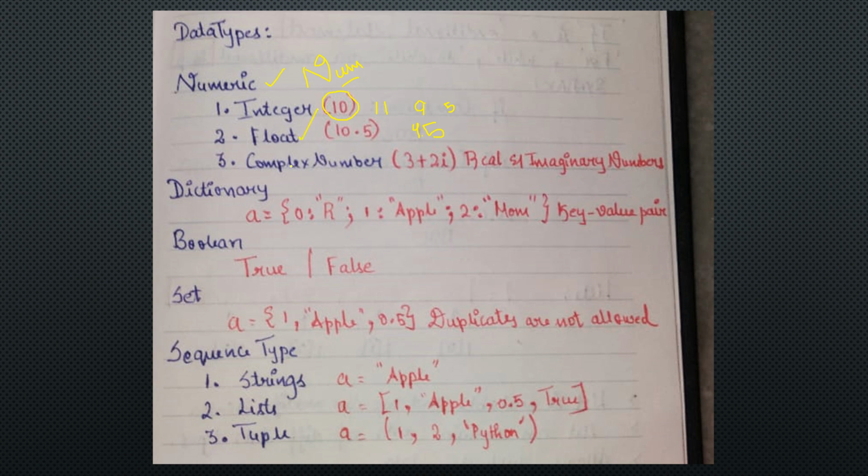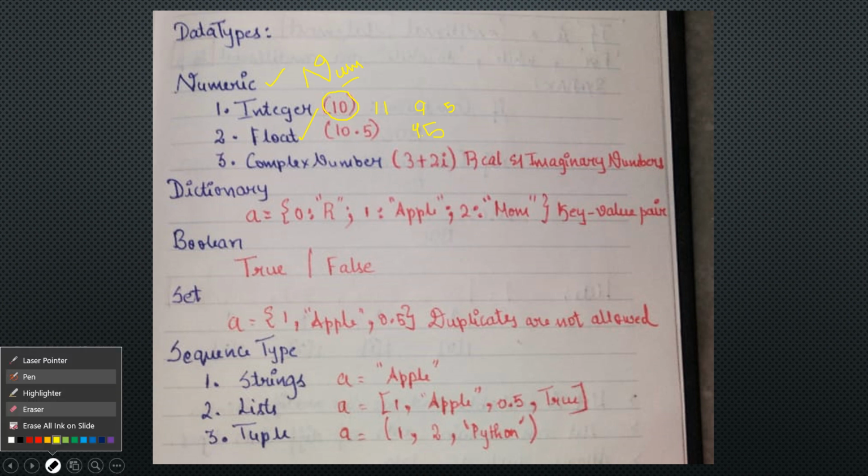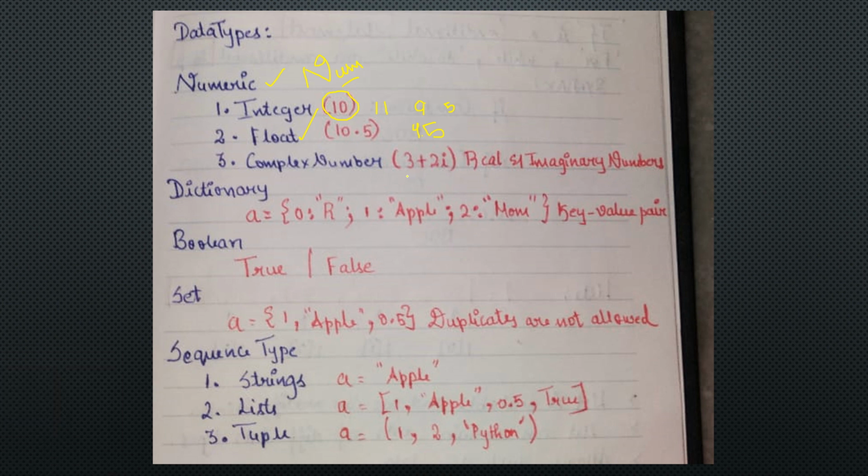Now next, what is a complex number? A real and an imaginary number together make a complex number. This is a real number, and the number which comes along with this i is called an imaginary number. I'm erasing this so that you can see it. So this is a real number and this is an imaginary number. All these are the three data types that come under the numeric data type.